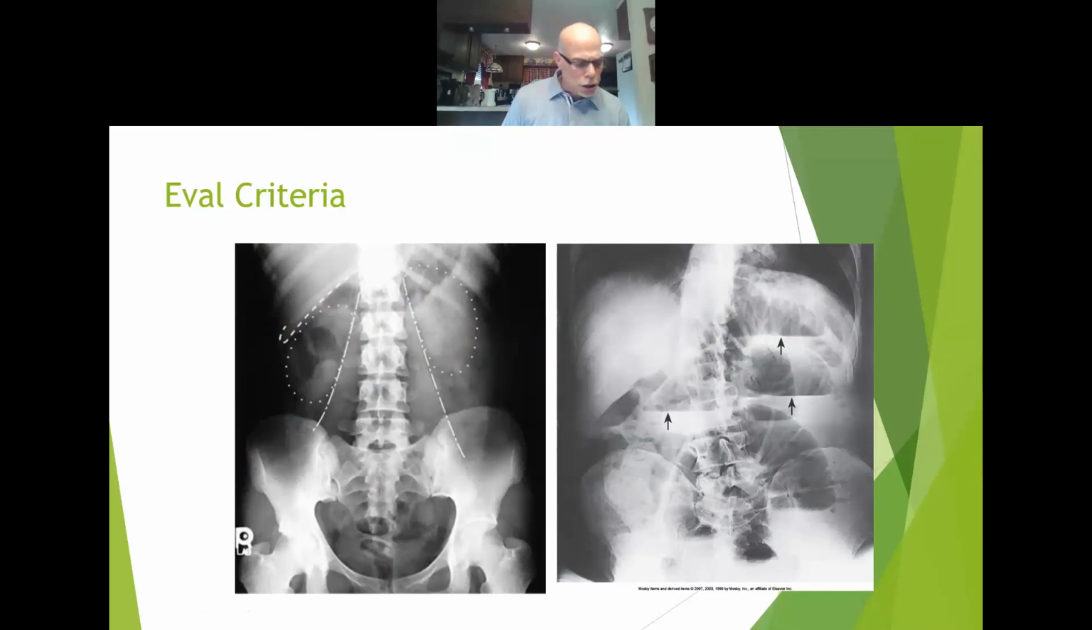It says structure shown. The AP projection of the abdomen shows the size and shape of the liver, the spleen, the kidneys, intra-abdominal calcifications or evidence of tumor masses. Evaluation criteria, evidence of proper collimation.